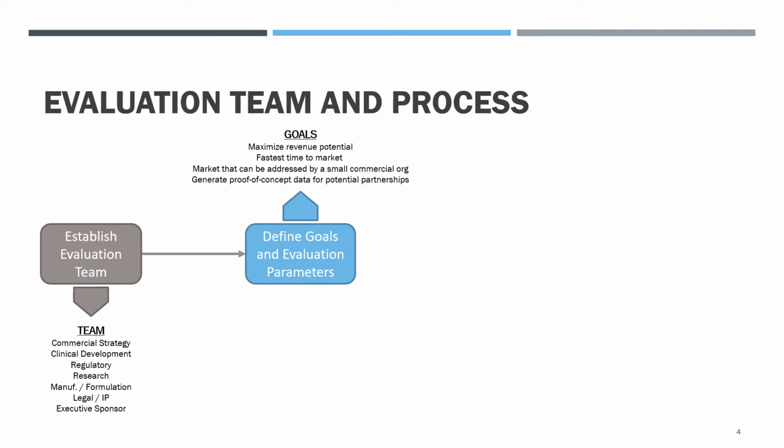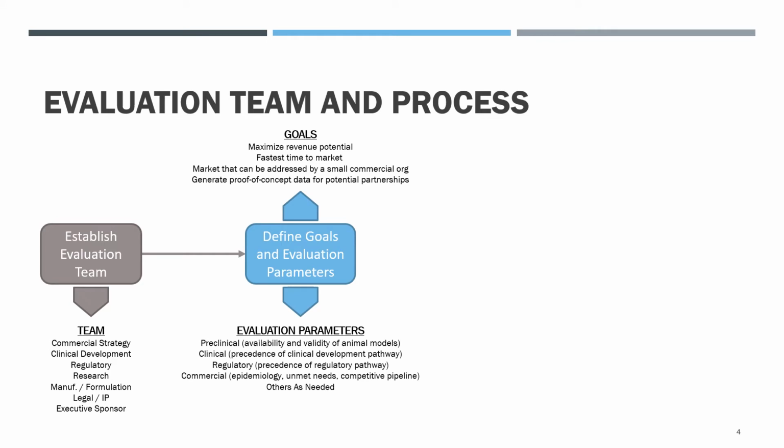The next step is to define the goals and evaluation parameters. Defining the goals up front is important in the prioritization process, as a goal will influence what will make one option more attractive than another. Some examples include maximizing revenue potential, fastest time to market, identifying a market that can be addressed by a small commercial organization, or simply generating proof of concept data for potential partnerships.